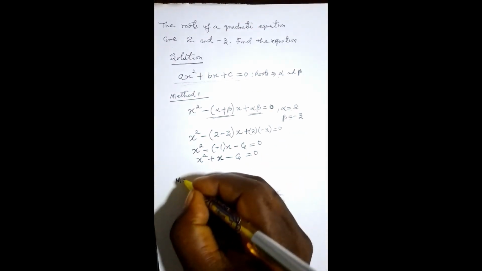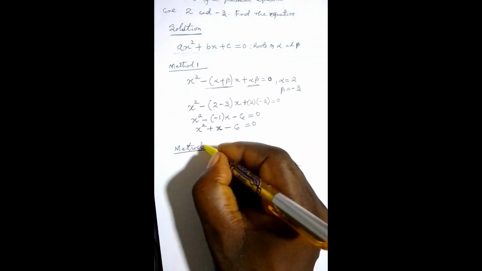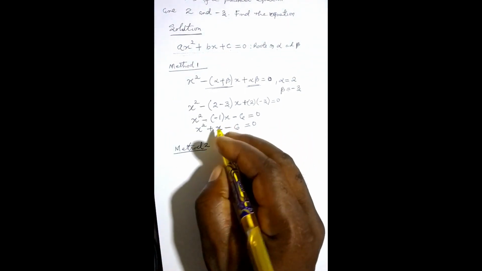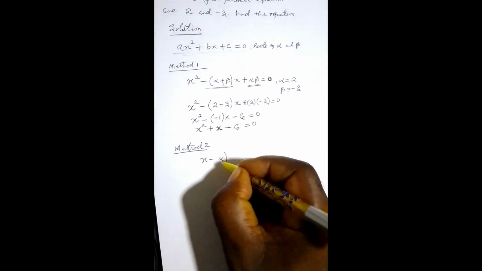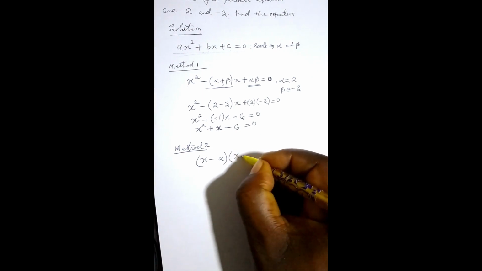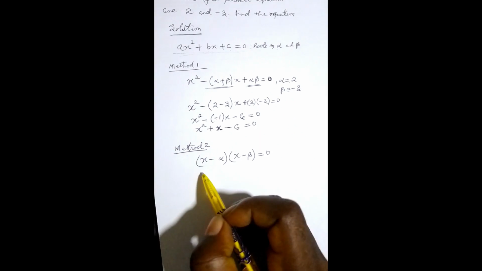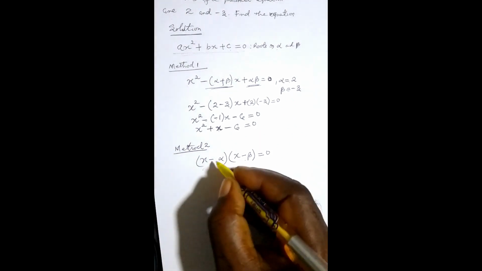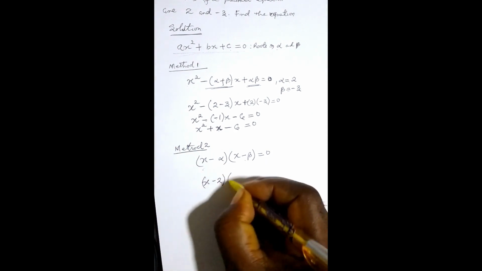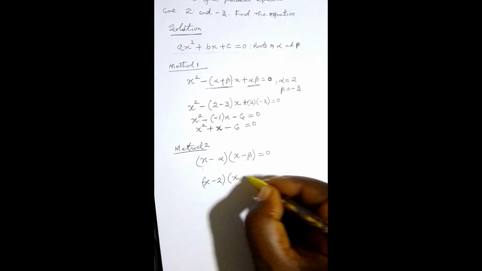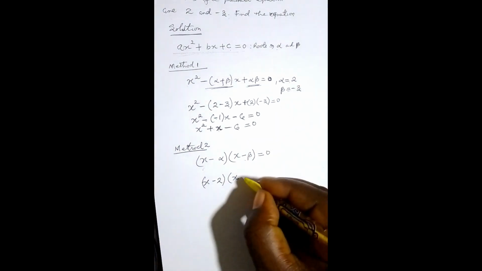So method 2 is also the use of a formula which is written as x minus alpha, x minus beta equal to 0. So that is the product of these two factors. Of course we know that alpha is 2, so we have x minus 2 brackets open. Then of course this minus combines with this minus to give us positive.